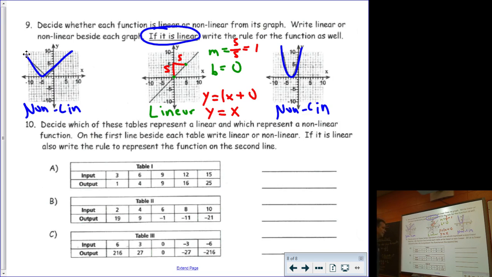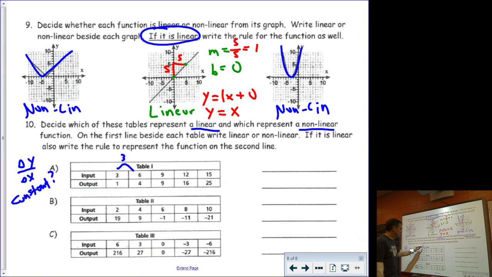Or a better way to write that would just be y equals x. And last up, I need to look at each table and decide linear or nonlinear. And then if it's linear, write the equation. So, to decide which of these tables represents linear or nonlinear, I'm going to check the change in y over the change in x and see if it's constant. All right?